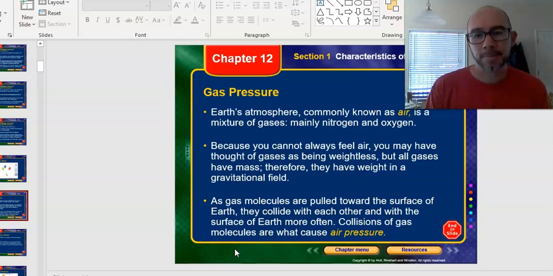Earth's atmosphere is commonly known as air. It's a mixture of gases, mainly nitrogen and oxygen, but lots of other ones too, just in trace amounts. You cannot always feel air. You may have thought of gases as weightless, but all gases have mass.